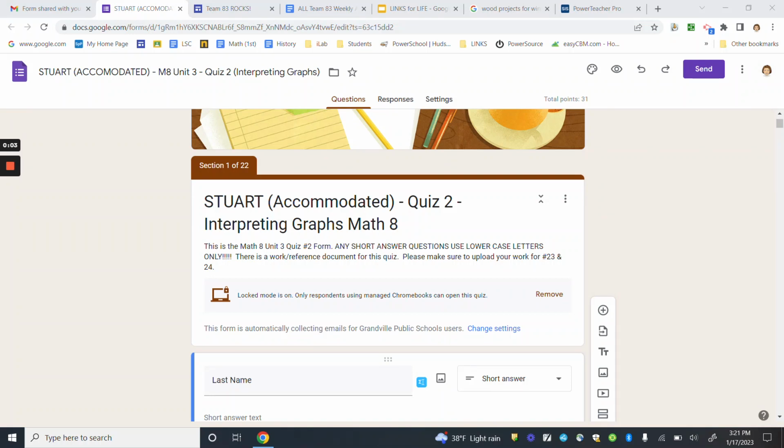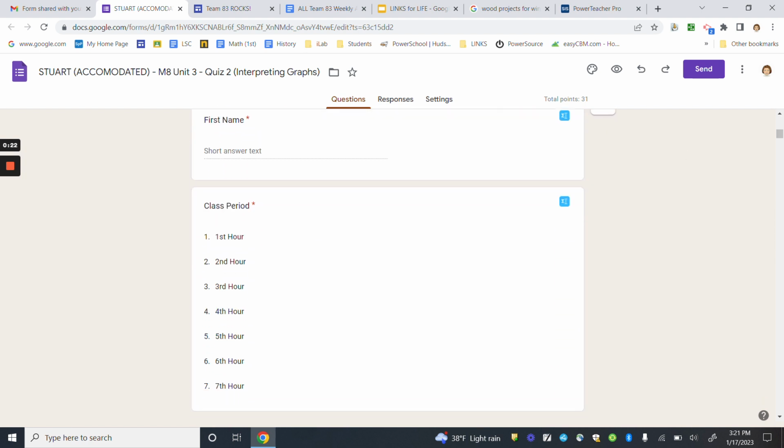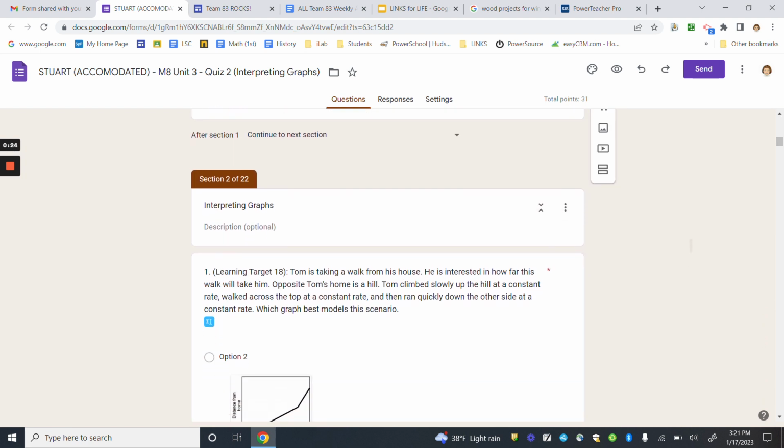This is the Math 8 Unit 3 Accommodated Quiz number 2 form. Any short answer questions use lowercase letters only. There is a work reference document for this quiz. Please make sure to upload your work for number 23 and 24. Go ahead and type in your last name, first name, and choose your class period.